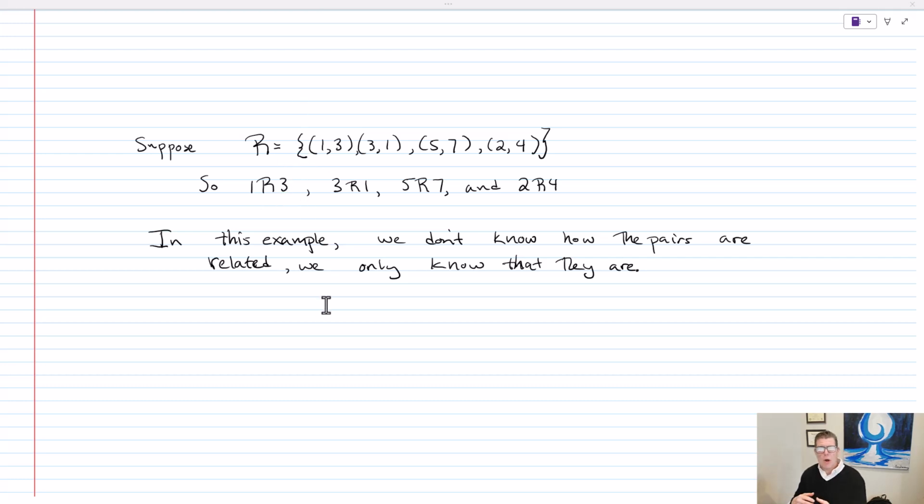In this example, we don't know how the pairs are related. We don't actually have a rule that we've set up for that relation. We just know that they are. You'll see things like this, say for example, in training data sets for machine learning. We know that we have a file and we know we have a descriptor. Those two things are related in some way or another. We're looking for the computer or the machine learning algorithm to create the rule to relate the two.